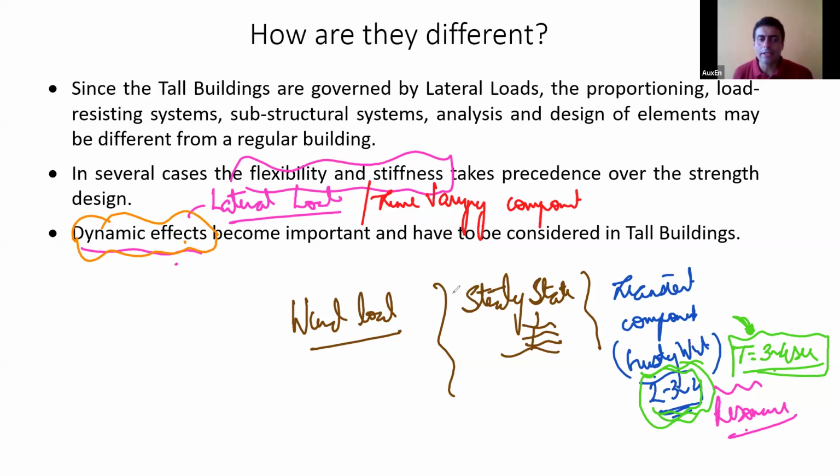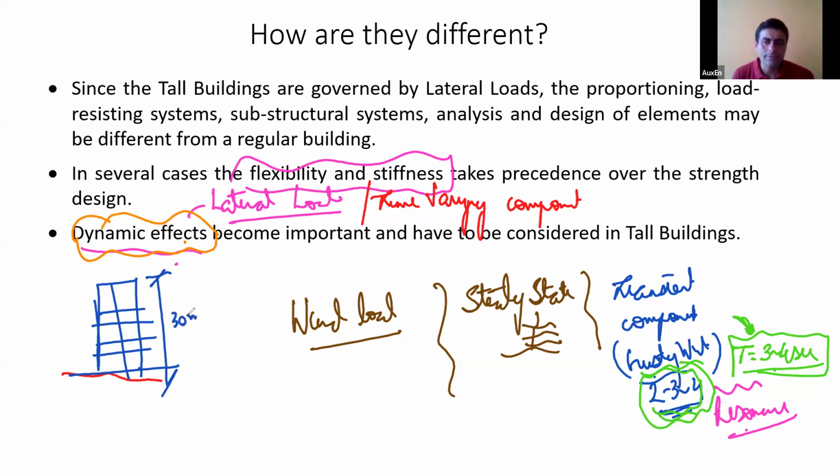Now, why are dynamic effects not important in a smaller structure like a G plus 10? So if I have a G plus 10, what will be my usual time period? A G plus 10 will be how much tall? Let's say 3 meters for each floor level. So around 30 meters. Okay, 33 meters.